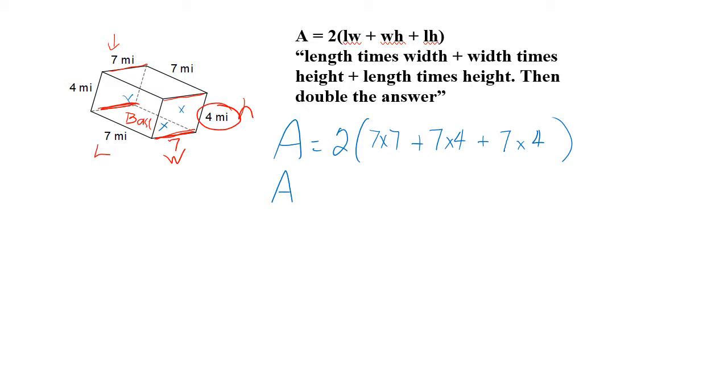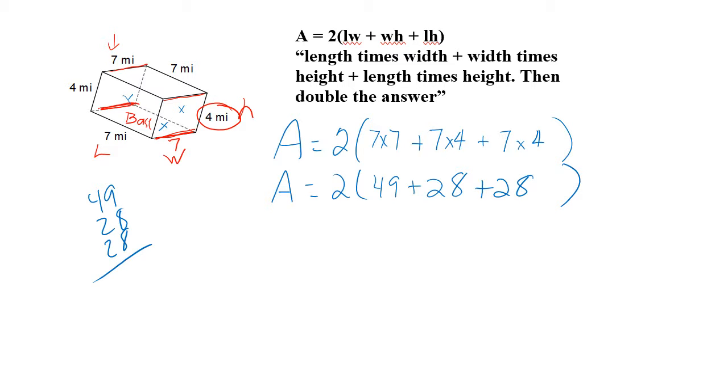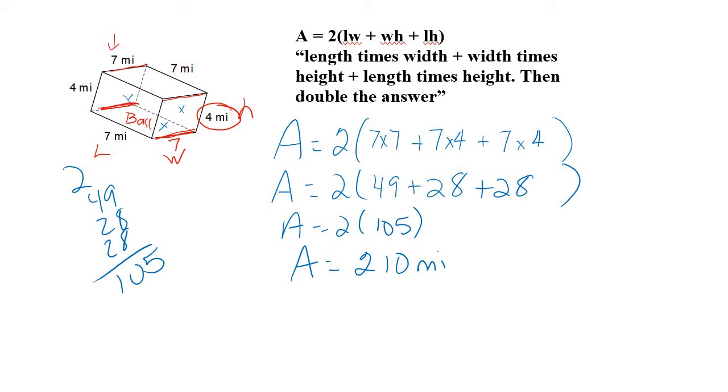All right, so let's go ahead and simplify this. Working inside the parentheses first, I get 49 here. I'm going to add that to 28 and add that to 28. So now I need to figure out what's 49 plus 28 plus 28. So I'm going to come off here to the side. 49 plus 28 is 77, plus 28 is 105. Okay, so 105. So area is equal to double 105. So my area ends up being 210 square miles, and surface area is the same measurement of area, it's squared.